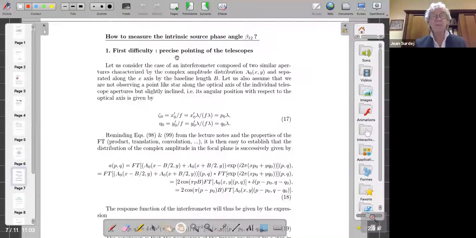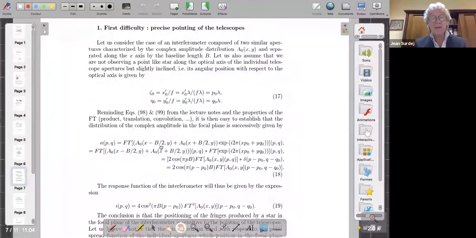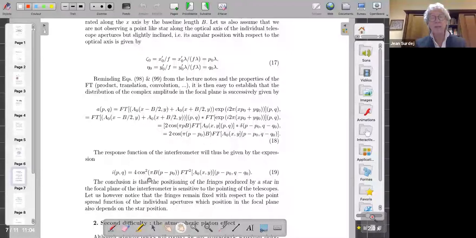The first difficulty is that the location of this fringe pattern depends, of course, on the precise pointing of the telescopes. I'm not going to go through that exercise here, but if the star is not properly centered by each of the individual telescopes, the result is that the point spread function of each single telescope aperture will be shifted and the fringes will also be shifted. And this is not a real problem.